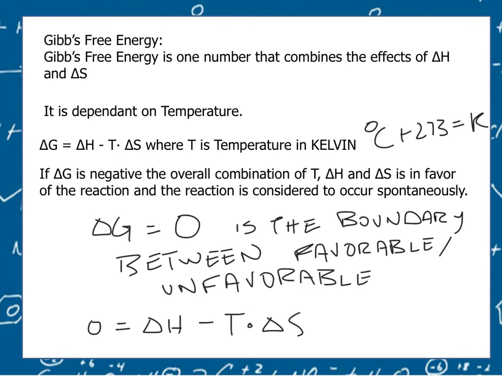Because the delta S and the delta H are just facts of life. I don't have any control over those. I do have control over temperature. So I'm solving for when delta G equals 0, because that's going to be the switching point between favorable and unfavorable. And I'm going to find out what temperature is going to land me at this boundary.